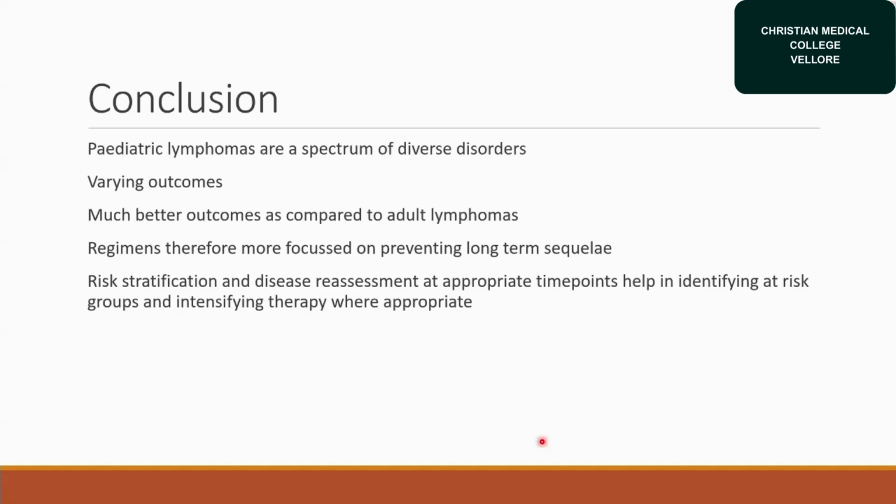So to conclude, pediatric lymphomas are a spectrum of diverse disorders with varying outcomes. These have much better outcomes as compared to adult lymphomas. Therefore, because they have long-term survivors, the regimens are focused more on preventing long-term sequelae, and risk stratification and disease reassessment at appropriate time points, especially using a PET-CT, helps in identifying the population at risk and intensifying therapy only in those who are at risk, thereby preventing long-term sequelae.